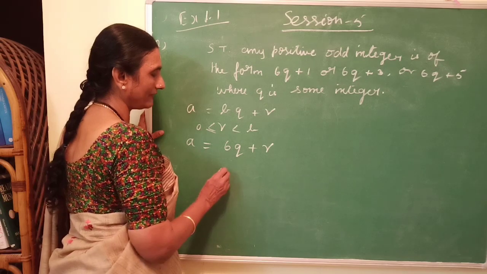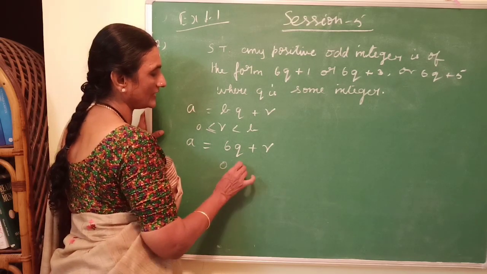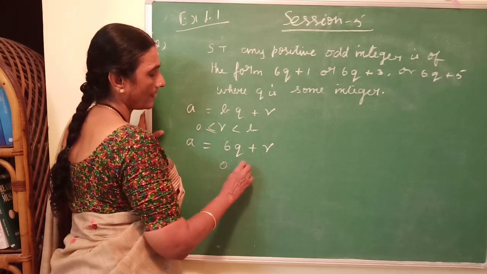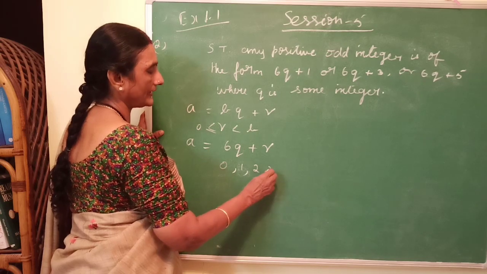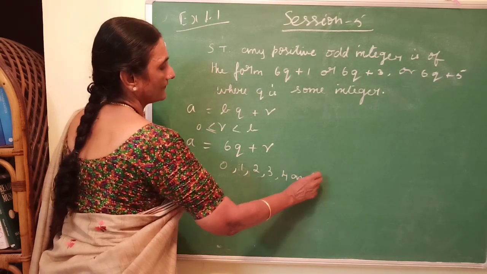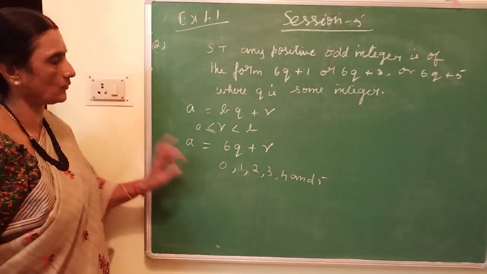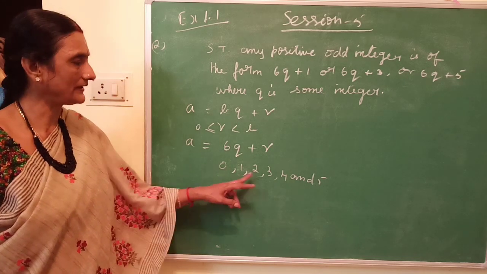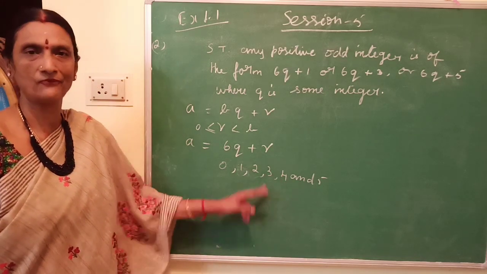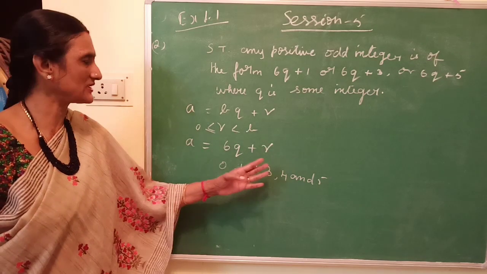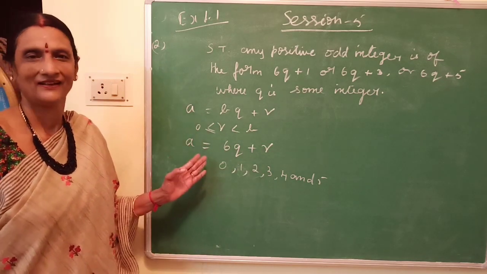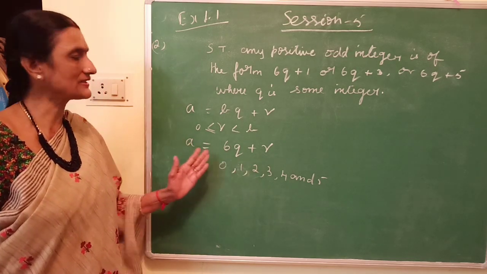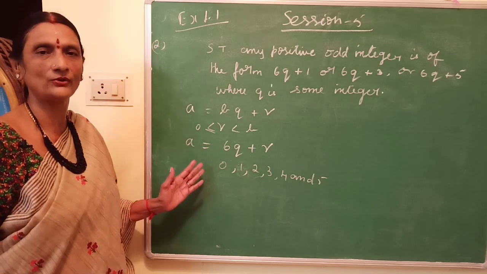So r should be between what? r can take the values 0, 1, 2, 3, 4 and 5. Six values it can take. Logically, if it takes the value 6 means what? The whole number will become a multiple of 6. So we are restricting to up to 5 only. That is the fact. And this kind of representing a number is based on Euclid's division lemma.